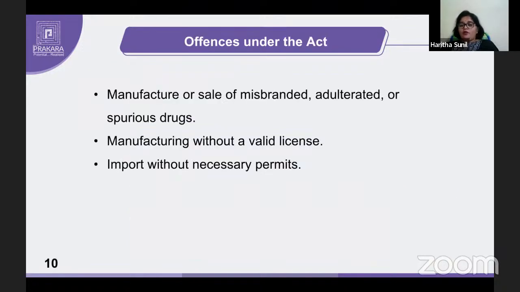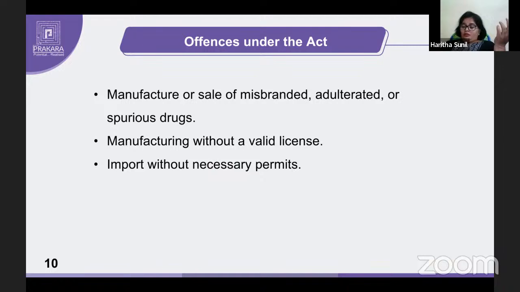So now we have offenses under this Drugs and Cosmetics Act 1940. The Act outlines various offenses to prevent the sale and distribution of unsafe and ineffective drugs and cosmetics. These offenses ensure that public health is protected by penalizing non-compliance with the Act.